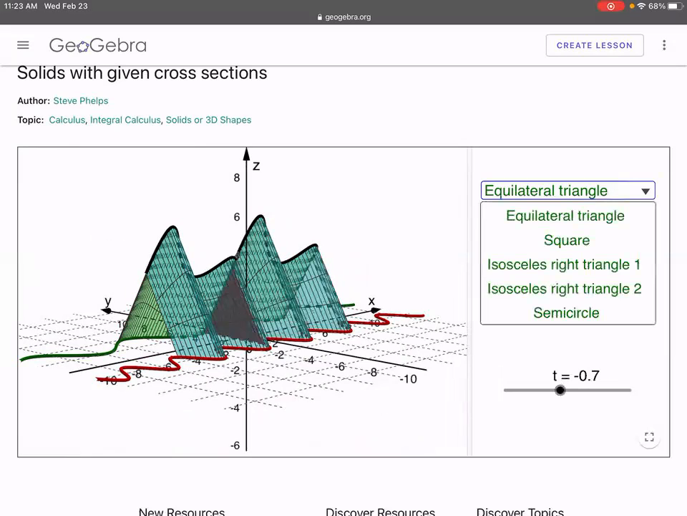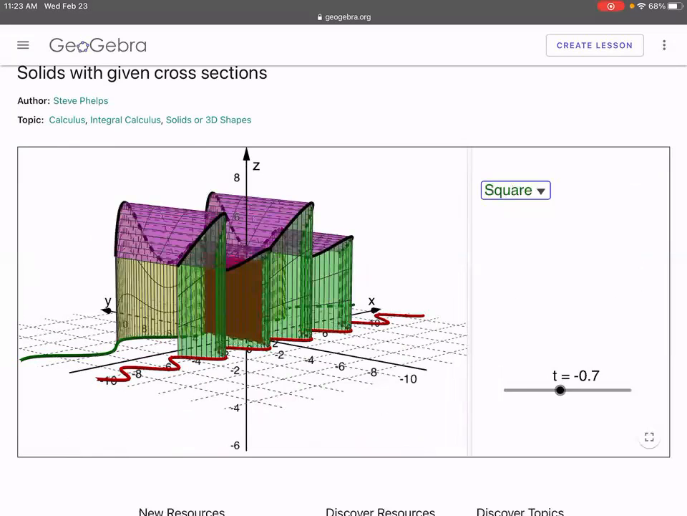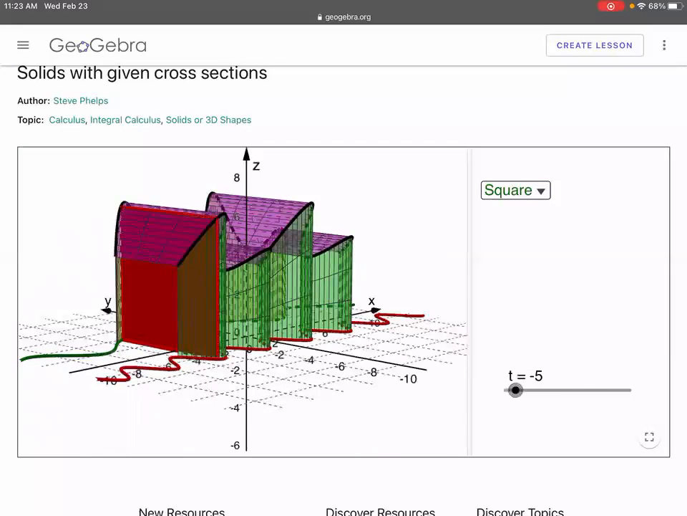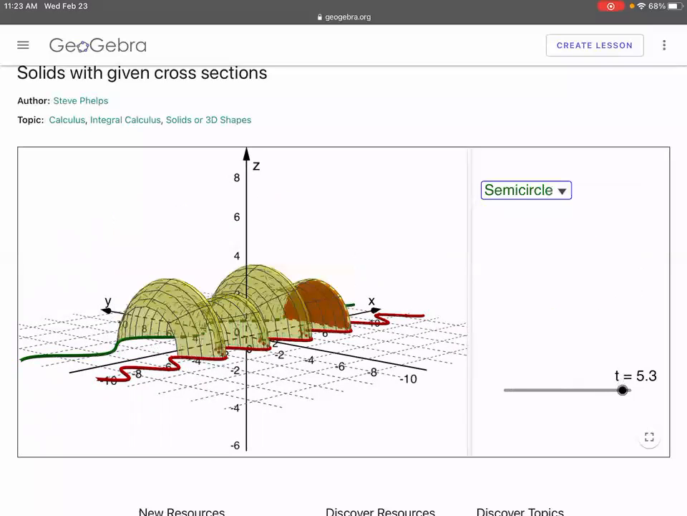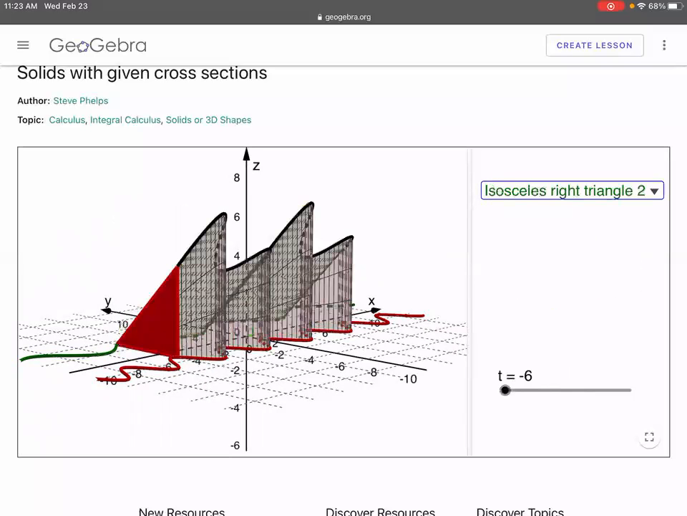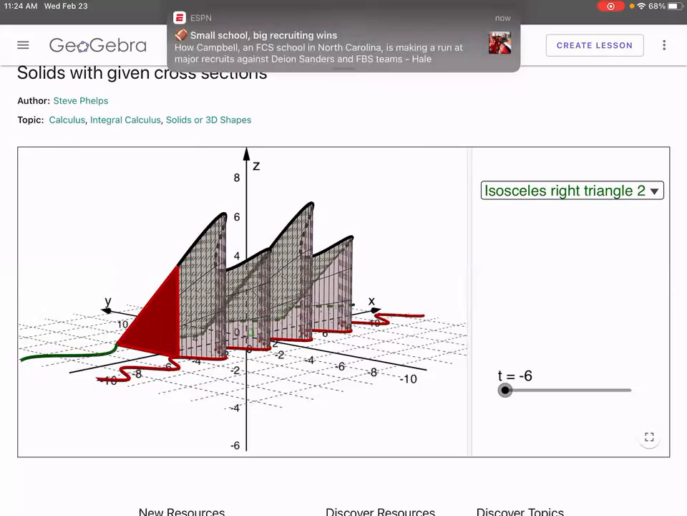Or I could say they're squares. So here's a square. Square, square, square, square, square. Isn't that so cool? Or we can make semicircles. Or we can make isosceles right triangles. This is what we're doing. So what we're going to do is figure out the area of each given triangle based on the region and then throw it in an integral.